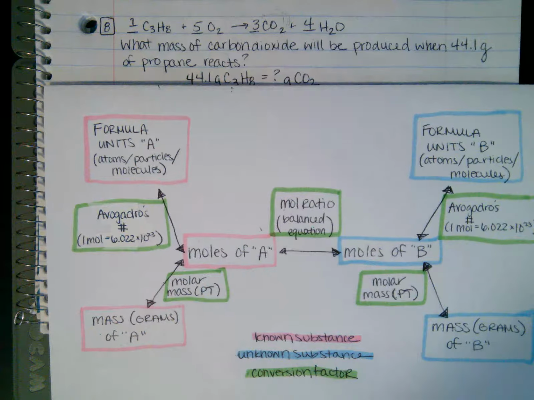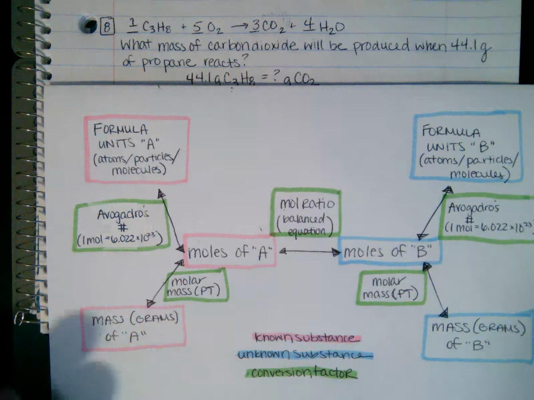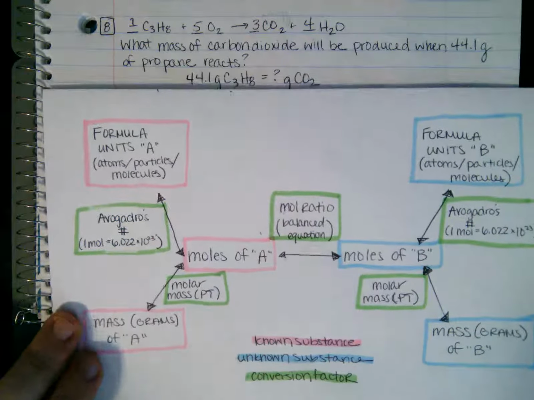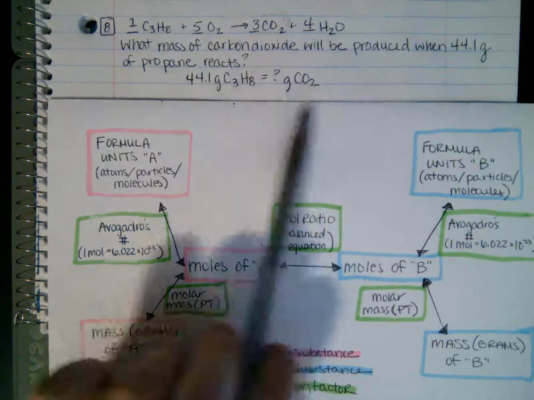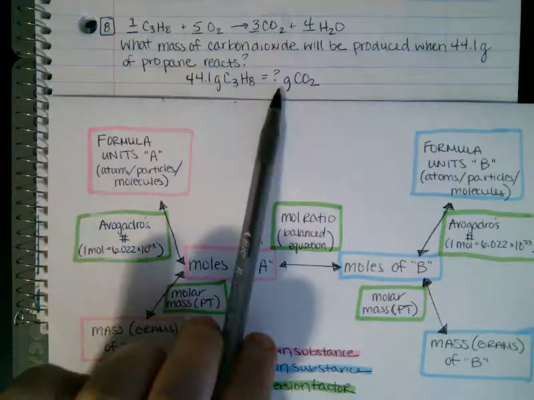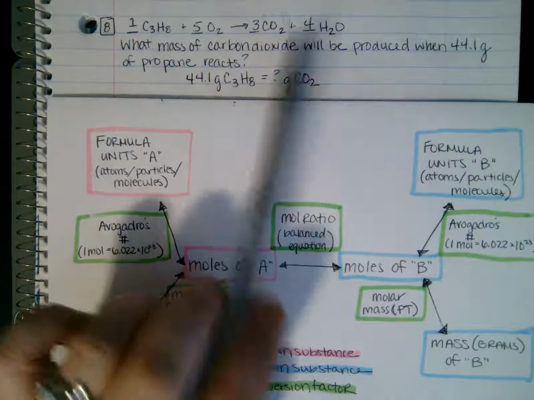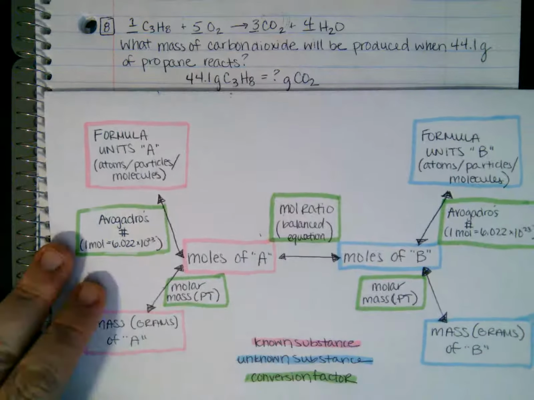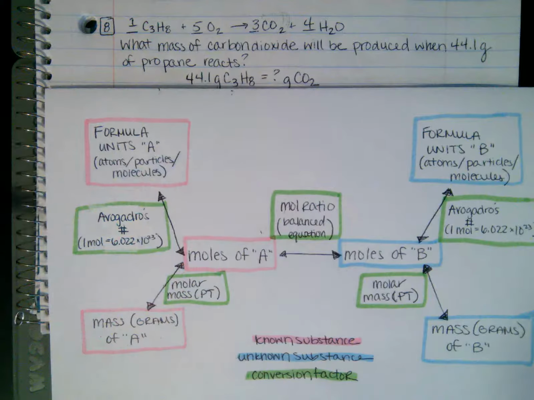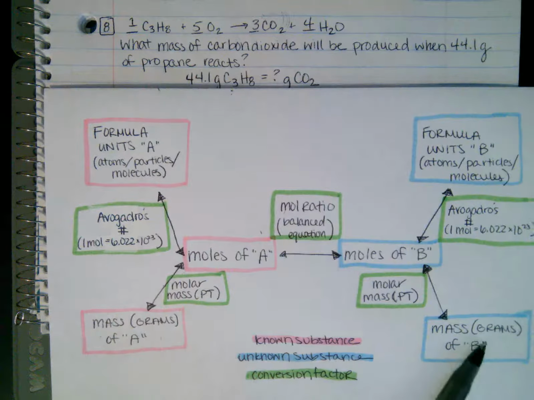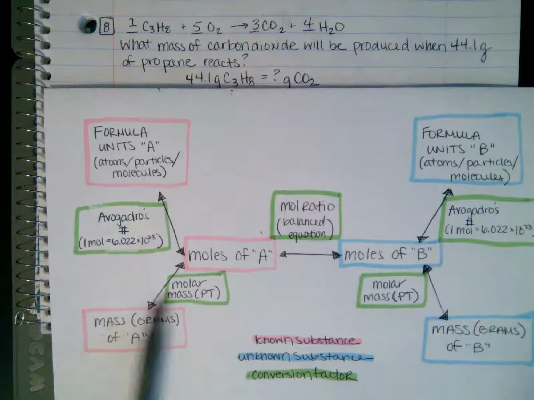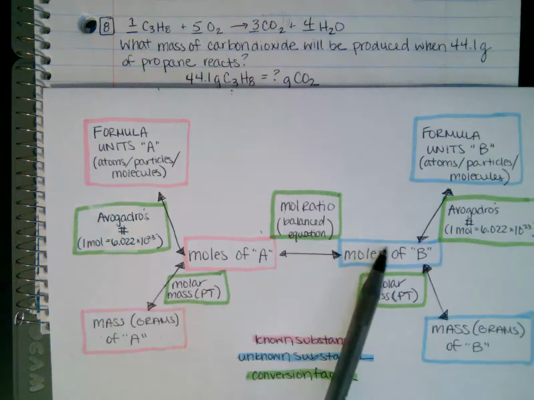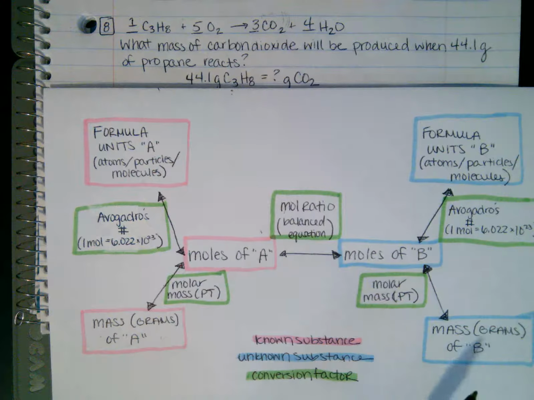This setup is going to be very similar to what we did in number 7. However, instead of wanting to know the mass of oxygen that it would need to react with, we want to know what's the mass of carbon dioxide that will be produced here. We're going to go one step at a time. We're going from this part of our flow chart to this part of our flow chart. So we're going to need to go 1 step, 2 steps, 3 steps.